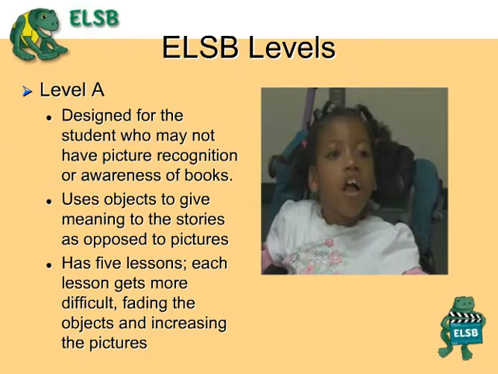As I mentioned earlier, we do have Level A, which was designed for the student who may not have picture discrimination or awareness of books. Level A uses objects to give meaning to the stories as opposed to pictures, and as the level continues, they eventually fade the objects out and increase the use of pictures. Just like all of the other levels, Level A has 5 lessons.